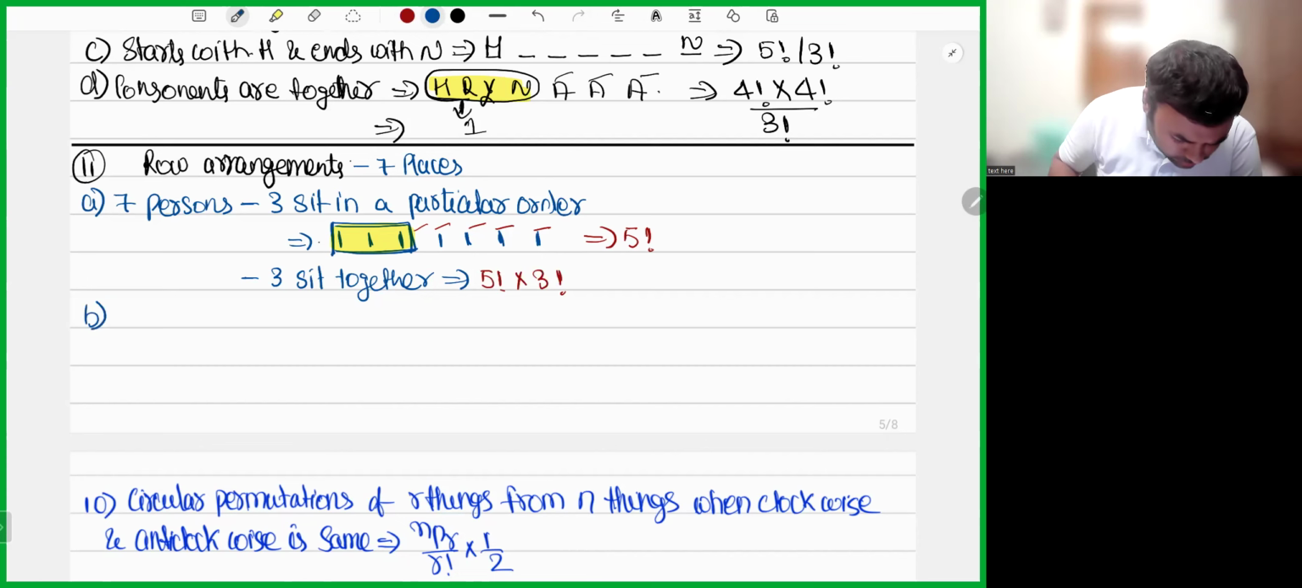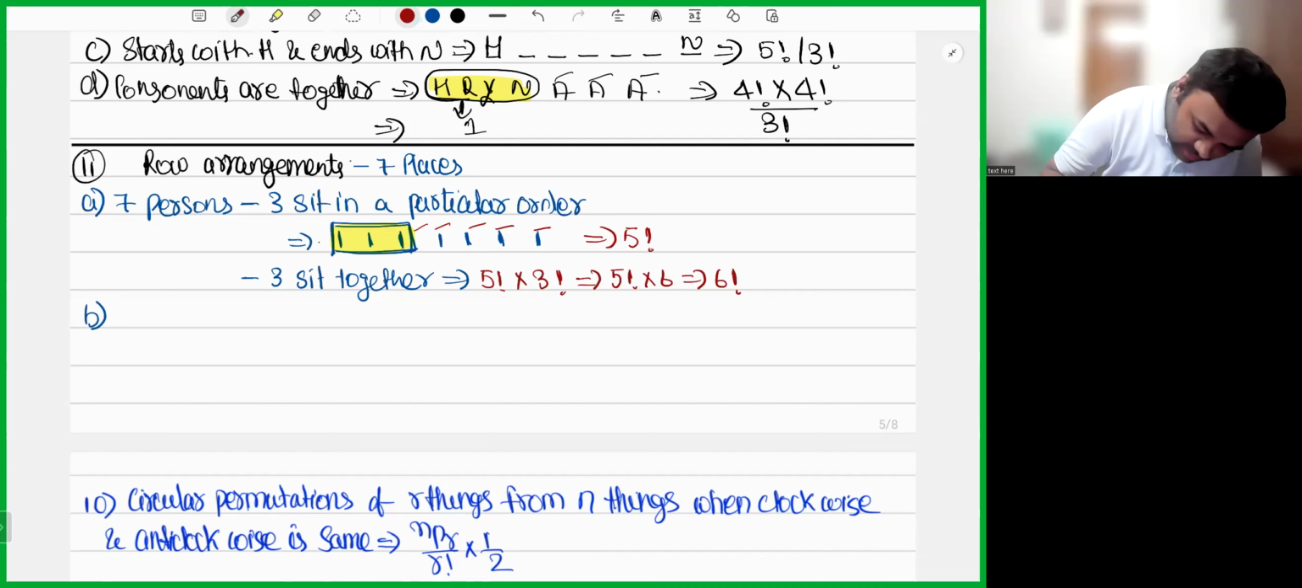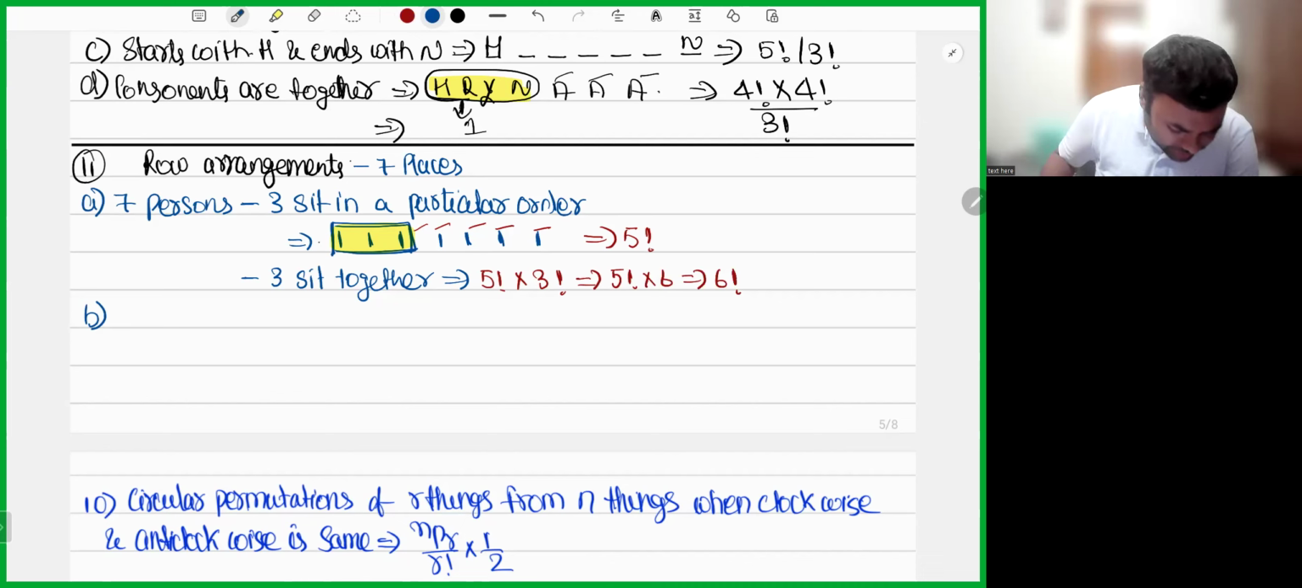Point number B. Next. Now, you know what answer you have in ICM material for this? 5 factorial into 3 factorial, right? 3 factorial, can I write it as 6? Yes, sir. What is 6 into 5 factorial? 6 factorial. This option you have in your ICM material for this. You don't have 5 factorial into 3 factorial, rather you have 6 factorial as answer. That's a very good book that is.